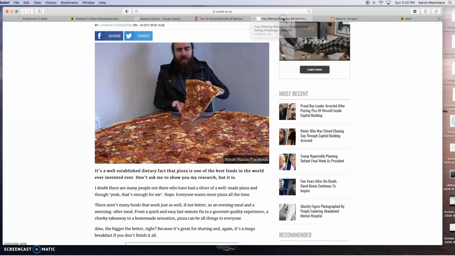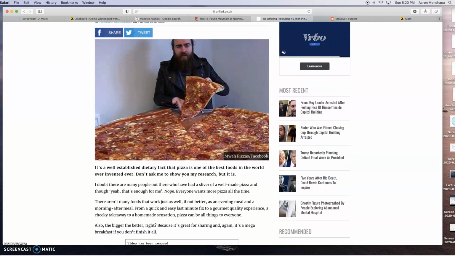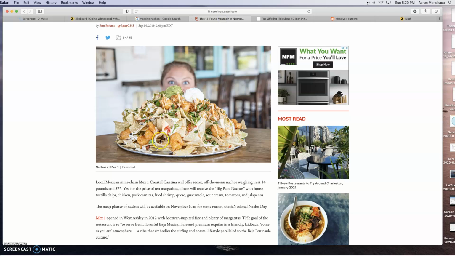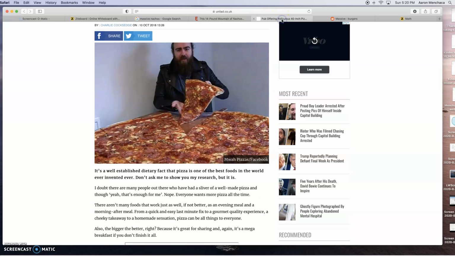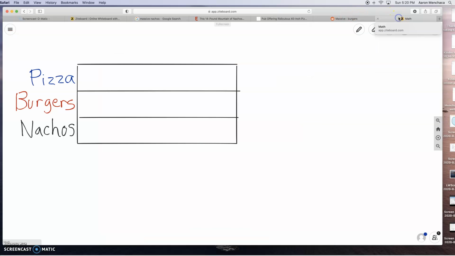Or how about this pizza? Look at this pizza. It's huge. This guy can barely hold one slice. That is a big pizza. It's a 40-inch pizza. It's huge. Okay, so how about a burger or pizza? Or how about nachos? Now, how big is this plate of nachos? Oh my goodness, that's huge. These nachos cost $75 at this restaurant, and it's got so much food. My goodness. So what is your favorite? Nachos, pizza, or a burger?